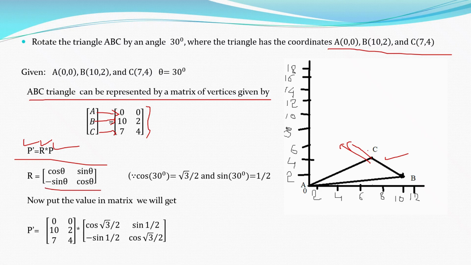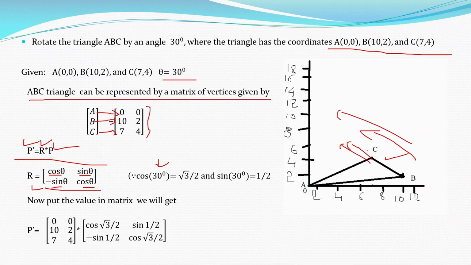So for this, R is [cos theta, sin theta; minus sin theta, cos theta]. So it's going anti-clockwise, right? For clockwise, the formula has the minus of sin theta in the first row: cos theta, minus sin theta, sin theta, cos theta. But here we are taking 30 degrees anti-clockwise, for this reason cos theta, sin theta, minus sin theta, cos theta. So the angle is 30, right?